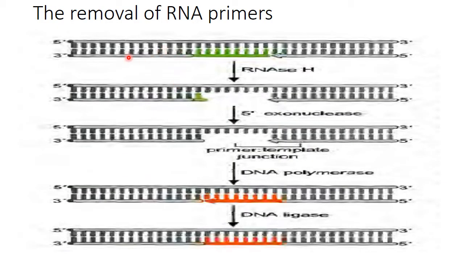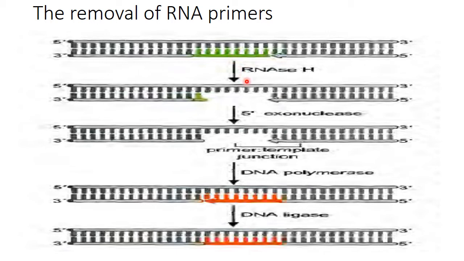Now we come to the point where the replication is complete. These are the RNA primers which are present after replication. These primers are to be removed because a DNA should be completely made up of DNA material and no RNA should be present in it.